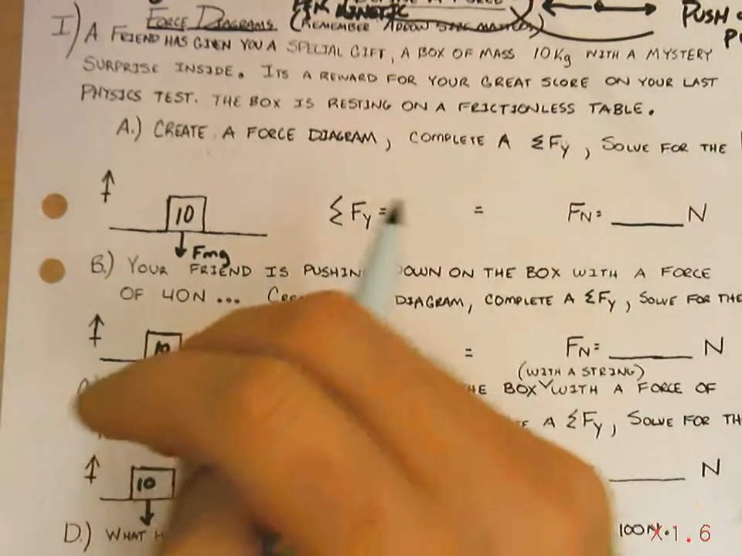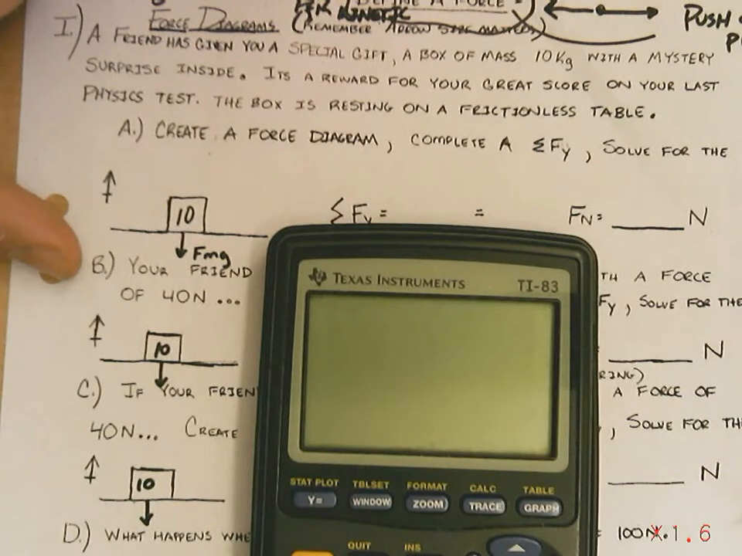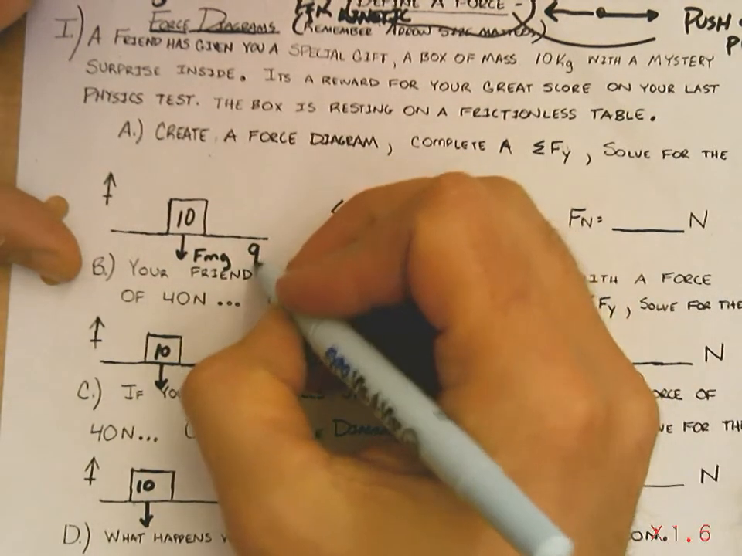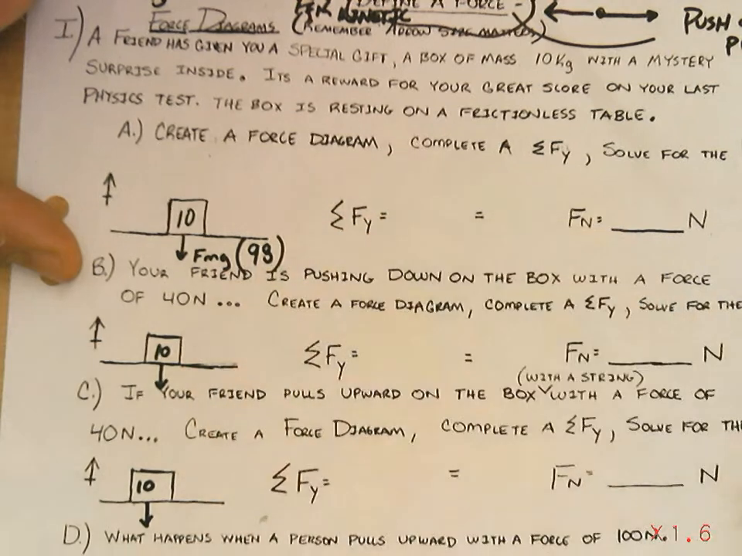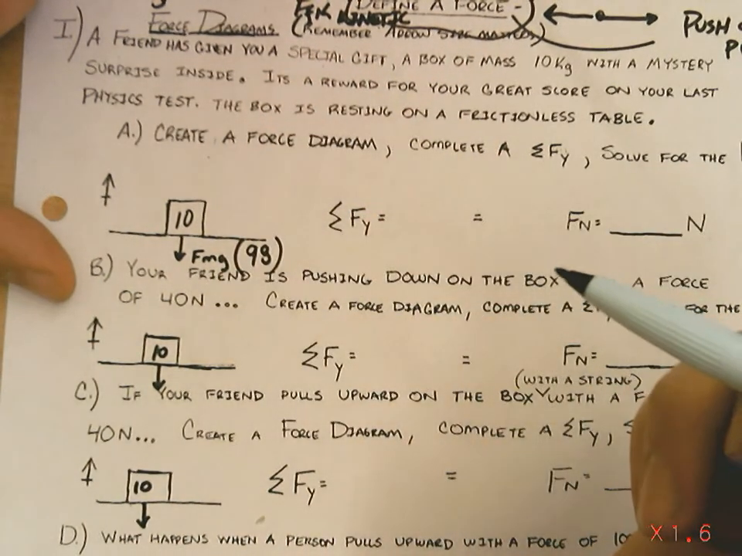In fact, it's easy to find weight. Mass times gravity, the symbol tells us what to do. So if we say 10 times 9.8, you can see we get 98 newtons. So just keep that in the back of our mind here. I'll put it in parentheses. We don't need that for our summation, but it does kind of help us.